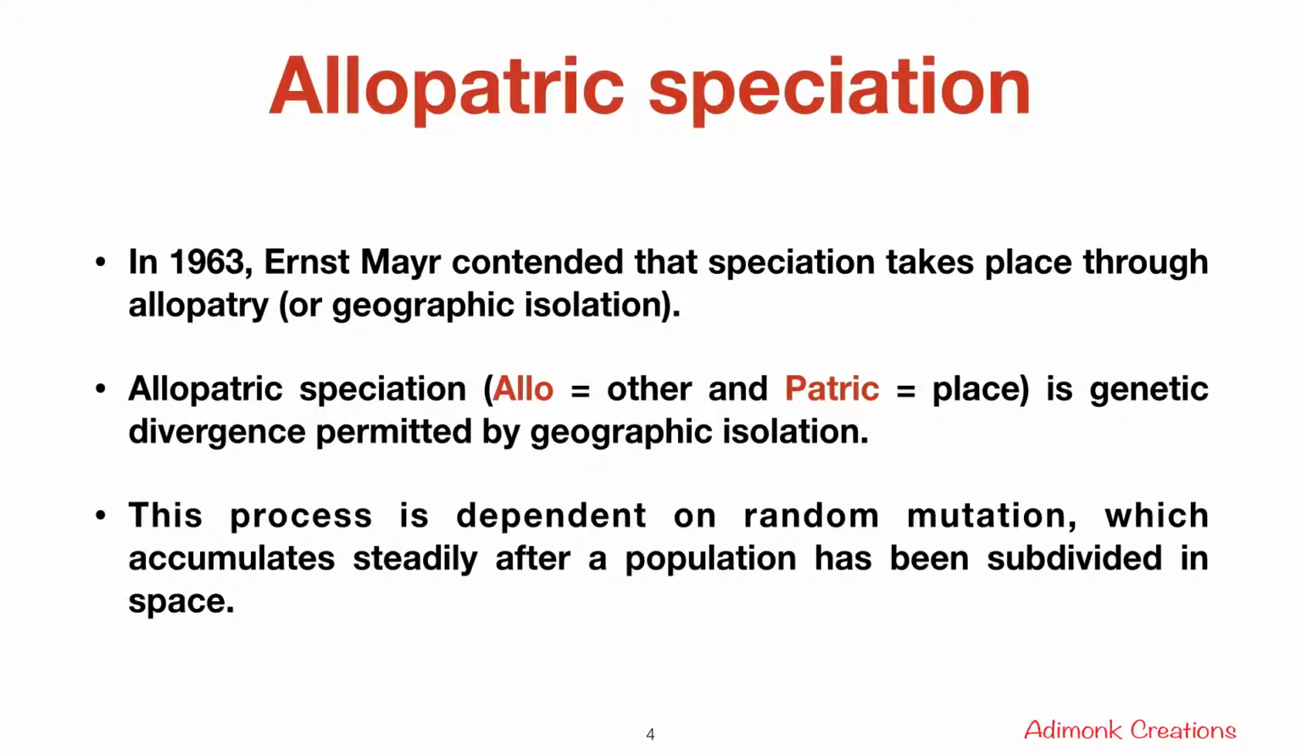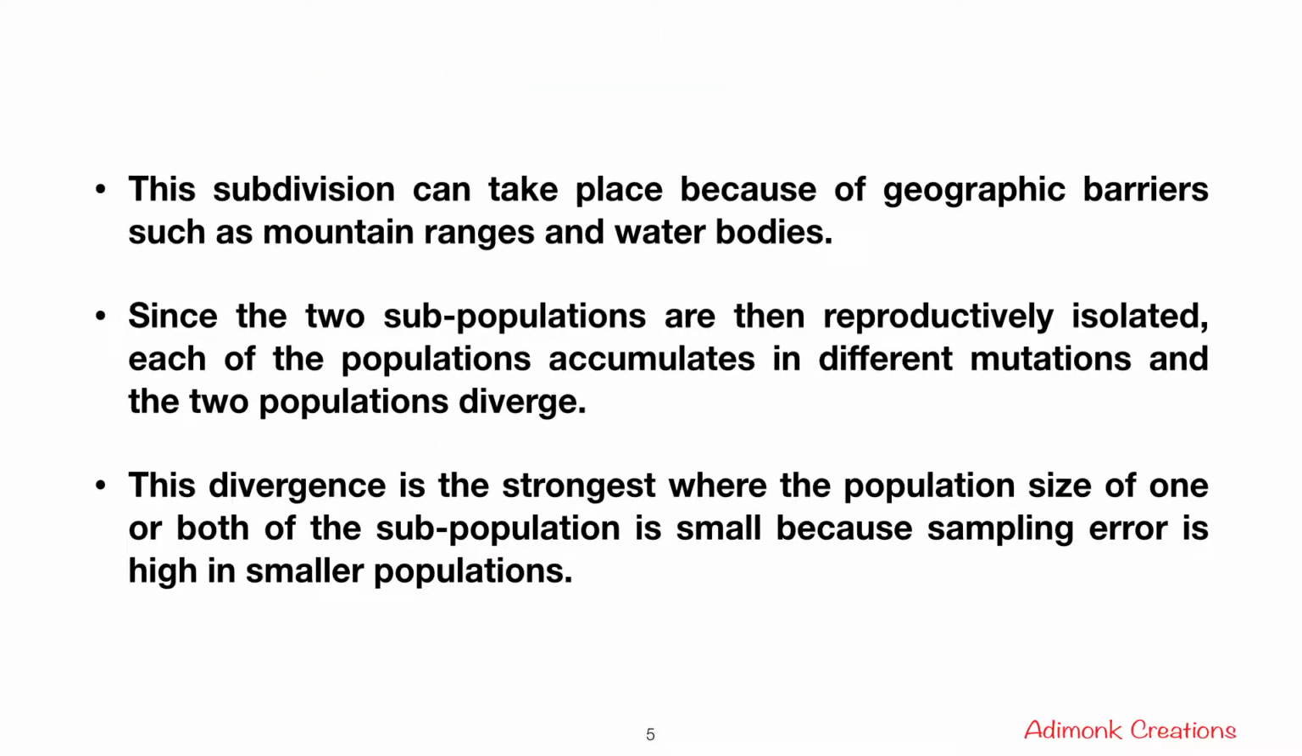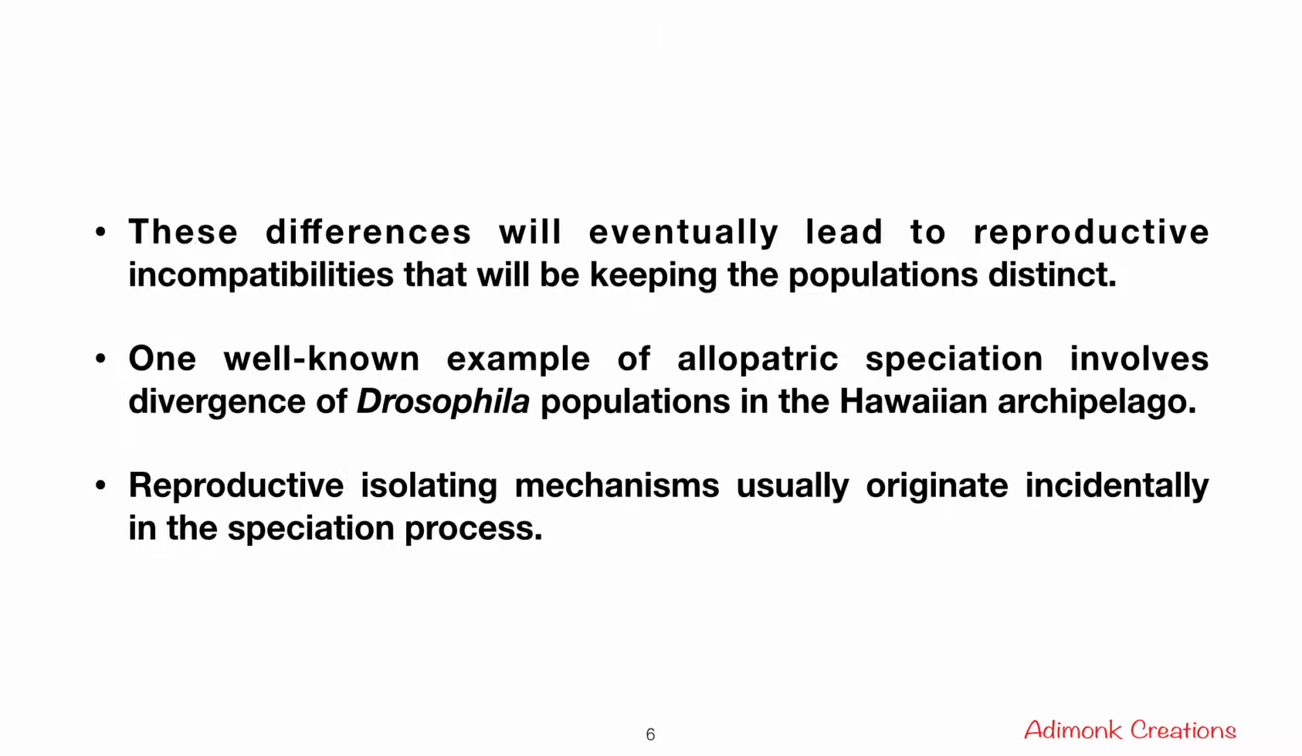So this process is dependent on random mutation which accumulates steadily after the population has been subdivided in space. And this subdivision can take place because of geographic barriers such as mountain ranges and water bodies. Since the two subpopulations are then reproductively isolated, each of the populations accumulates different mutations and the two populations diverge. So this divergence is the strongest where the population size of one or both of the subpopulations is small because sampling error is higher in smaller populations. So these differences will eventually lead to reproductive incompatibilities that will keep the populations distinct.